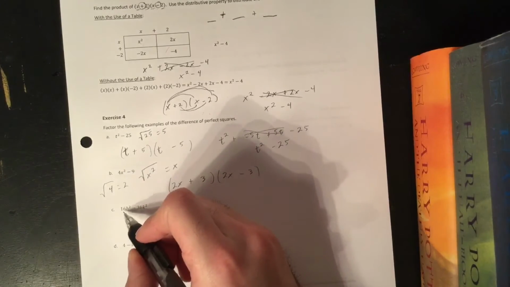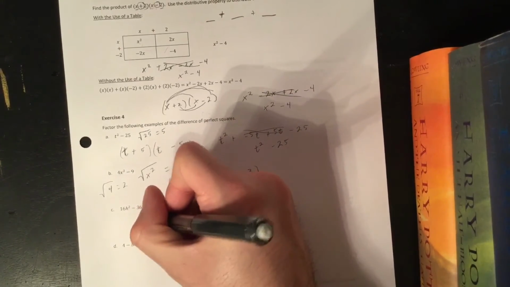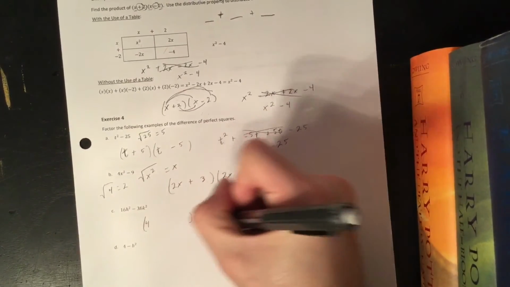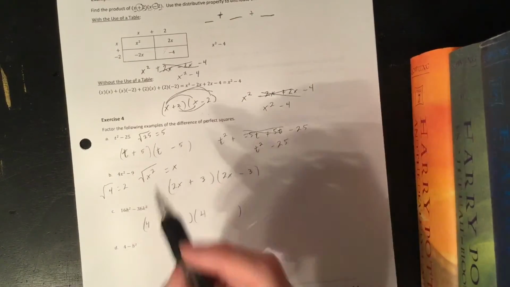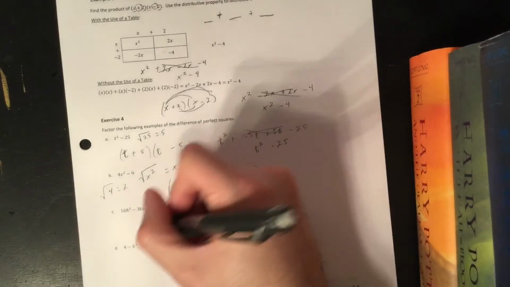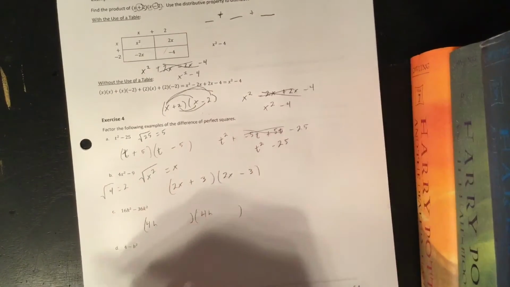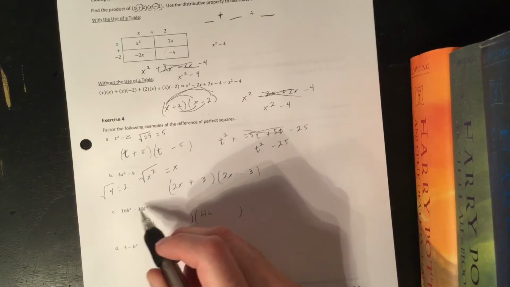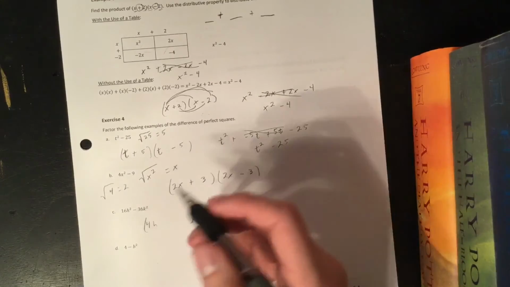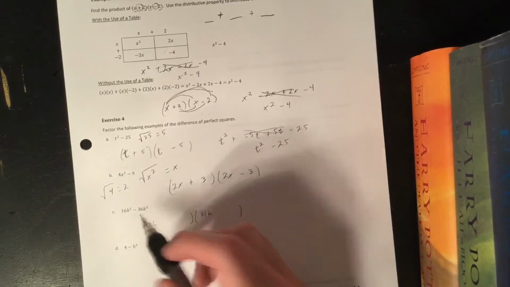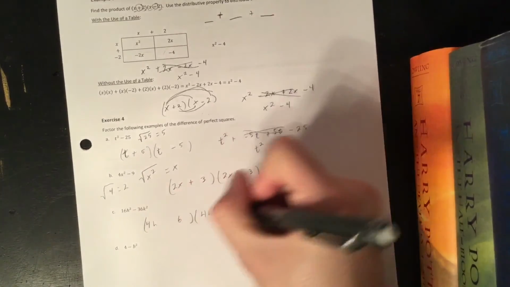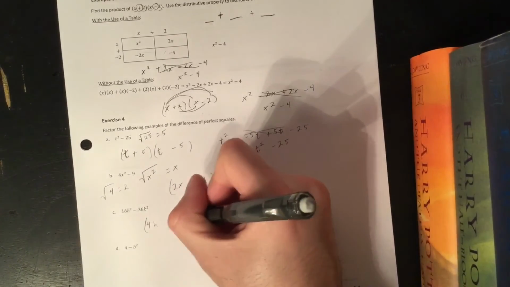So if we did the square root of 16, we're going to get 4. So 4 would be the first term. But we also need to do the square root of h squared. So h squared, the square root of that is h. So then we'll square root both of these. We can do it individually just to keep it simple. So square root of 36 is 6. Square root of k squared is just k. So one of them needs to be positive, one of them needs to be negative.